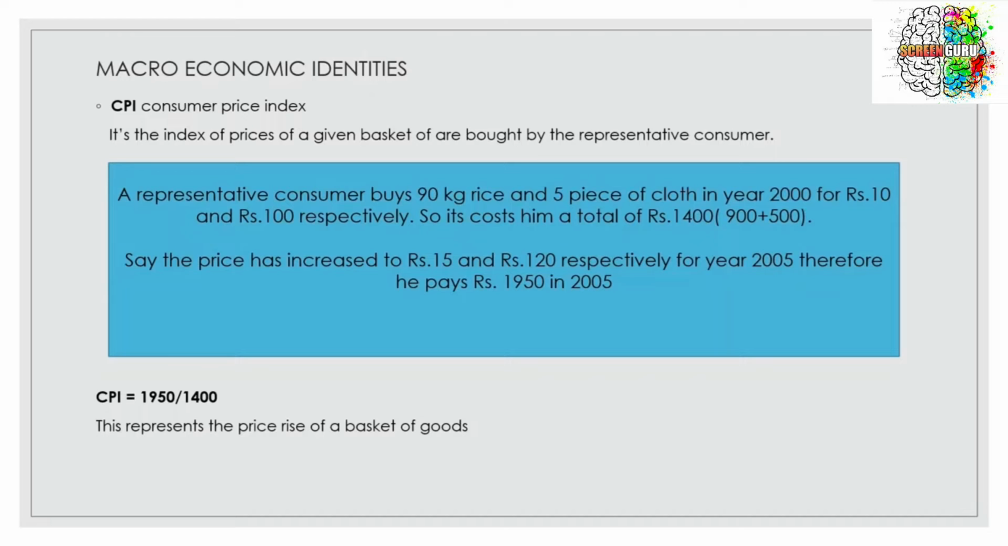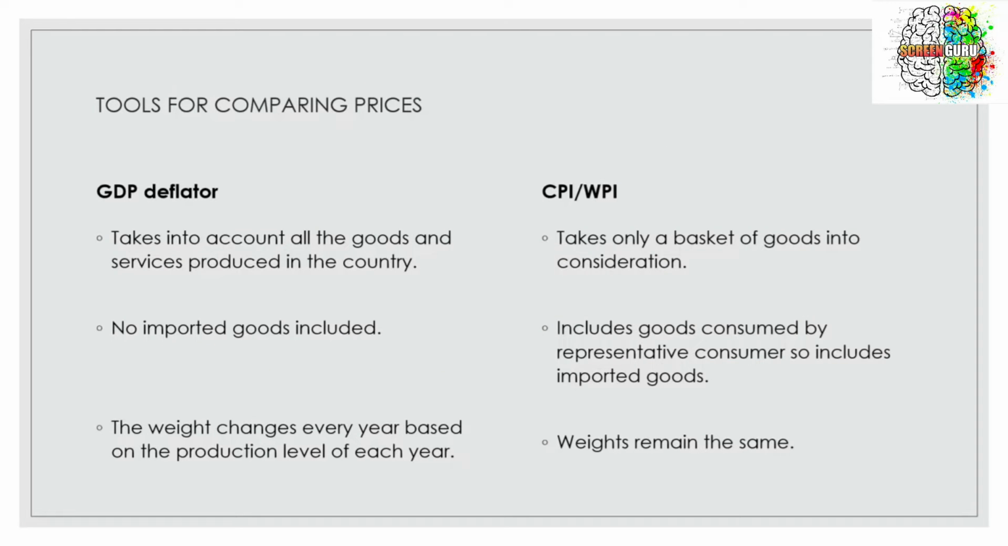Similarly, CPI will give you an idea of the normal household, whereas the wholesale price index will give you an idea of the firm's purchase. So if a firm is buying raw material, that will be a bulk purchase and everything will come under the wholesale price index. For that they have a different basket of goods and a different representative consumer. So how are the CPI and WPI different from the GDP deflator?